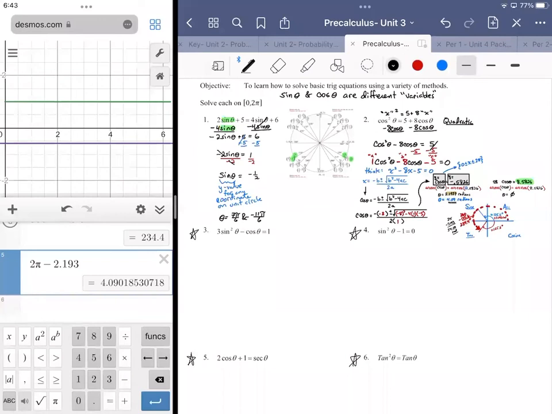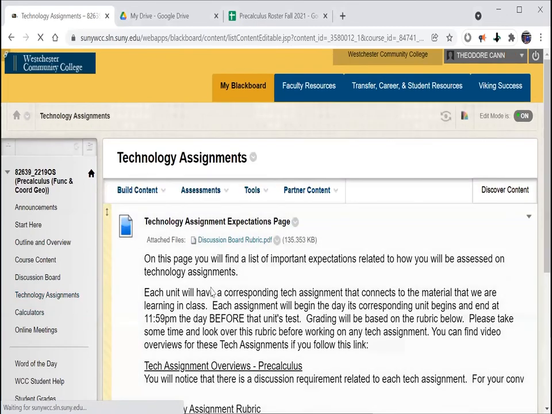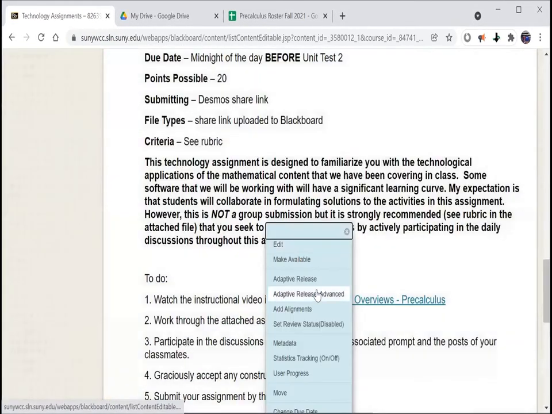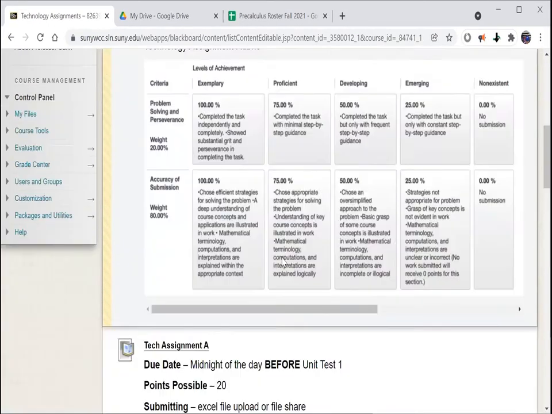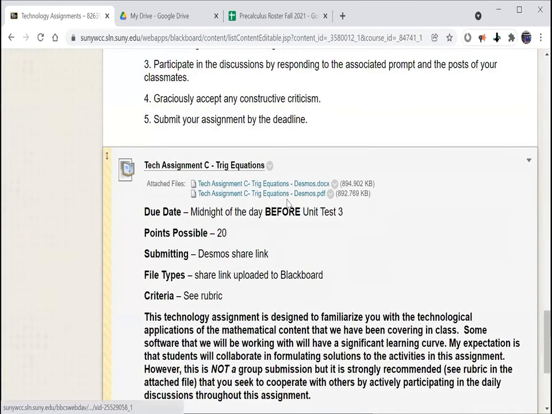But this tech assignment is probably one of the more important ones that I have for you, or it is the most important one. I can say that without a doubt. All right, so under tech assignments, the third one, let's see, item is hidden for students, so let's make that available. All right, so it should be available now. I'm going to click on the assignment.